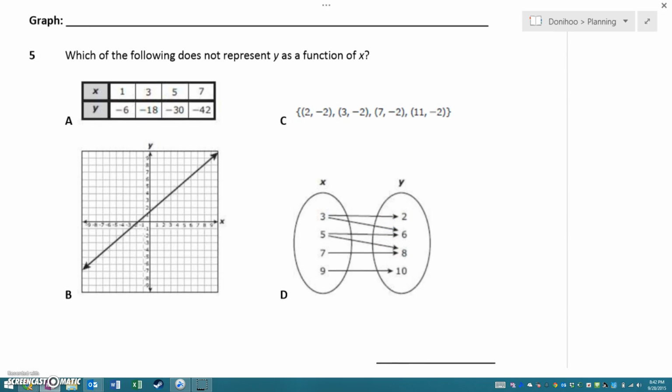I'm not going to give a whole lot of time for function, not a function, which does not represent a function. If it repeats, it's not a function. Repeat, repeat. So again, this means that 3 is paired with 2, and that 3 is paired with 6. That's a repeating x value, not a function. Correct answer is D.